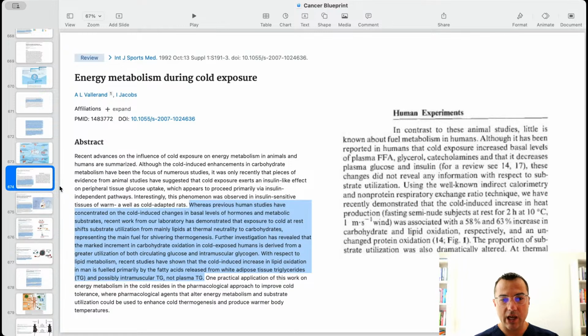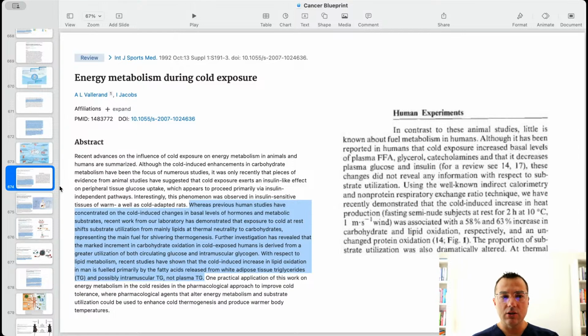Further investigations have revealed that the marked increment in carbohydrate oxidation in cold exposed humans is derived from a greater utilization of both circulating glucose and intramuscular glycogen stores. With respect to lipid metabolism, recent studies have shown that the cold-induced increase in lipid oxidation in man is fueled primarily by fatty acids released from white adipose tissue triglycerides, other possible intramuscular triglycerides, not plasma triglycerides.